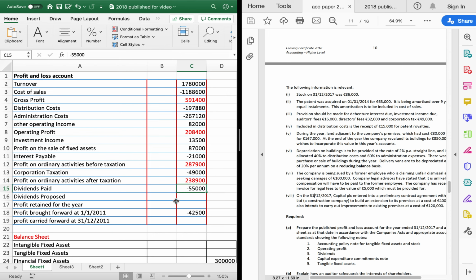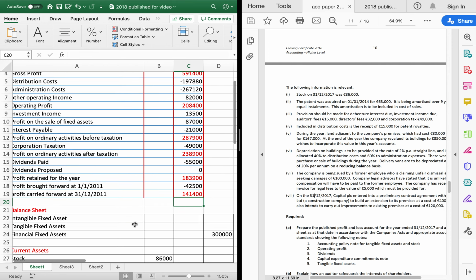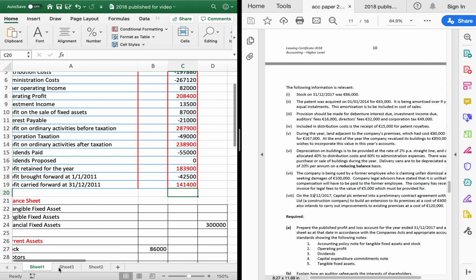Take away your corporation tax. And that gets you to 238,500. There was no dividends proposed. So your retained profit for the year is 183,900. Take away the 42,500, and it's 141,400.